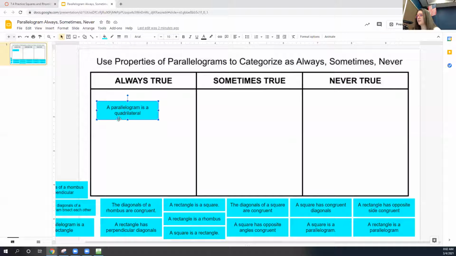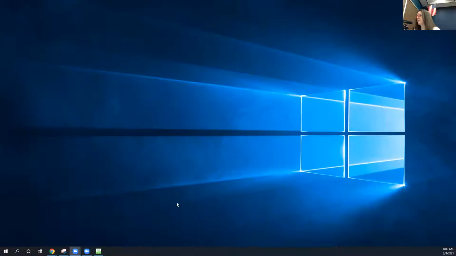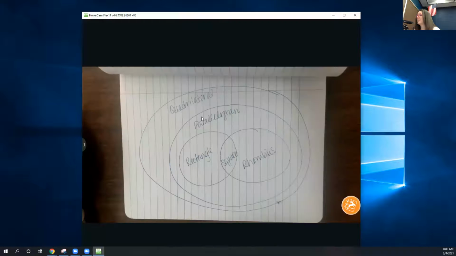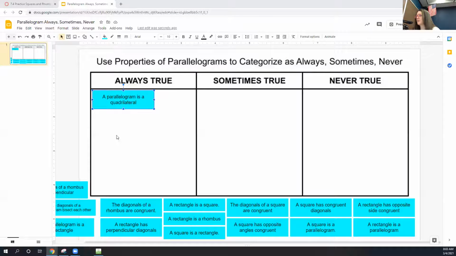So let's look at the activity. A parallelogram is a quadrilateral. Well, that is always true, right? Because it's inside. Let me pull this up for us. Where did it go? I lost it. I dragged it somewhere. There it is. How do I get that? There we go. A parallelogram is always a quadrilateral. So that is always true. Let's go back to it.